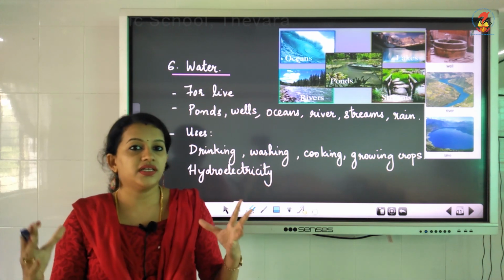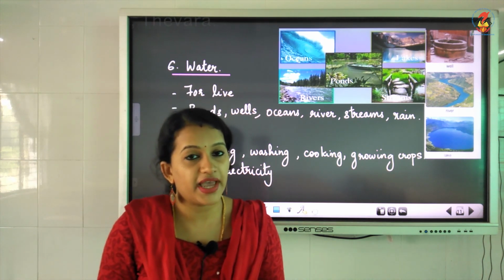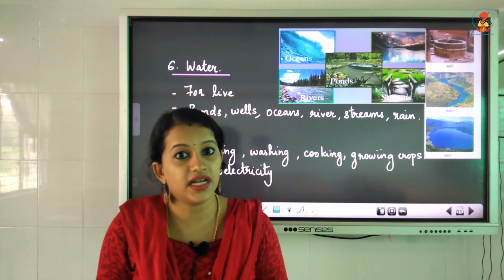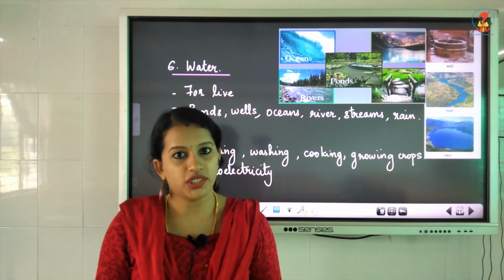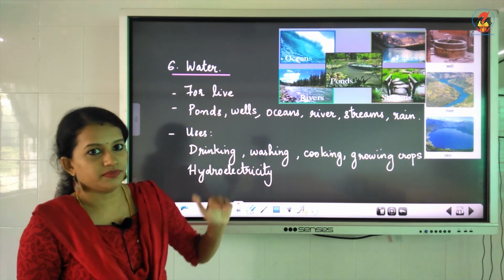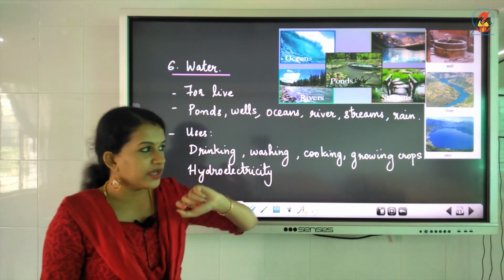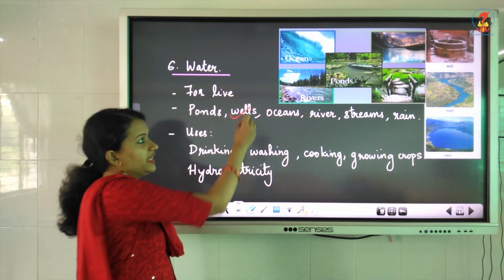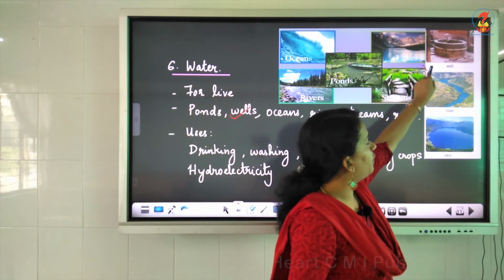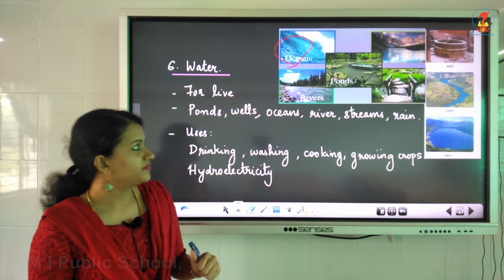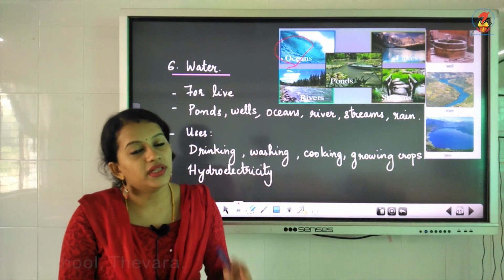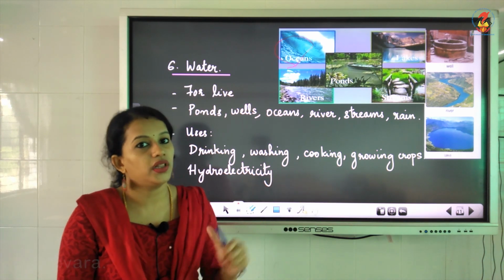Then from where will you get this water? You find water in many places, isn't it? There are different sources of water, or different places from where we get water. Water is found in ponds. Then in wells. See, here I have shown the picture of a well. Then from the ocean, from rivers, from streams, then in the form of rainwater. So water is found in all these places.